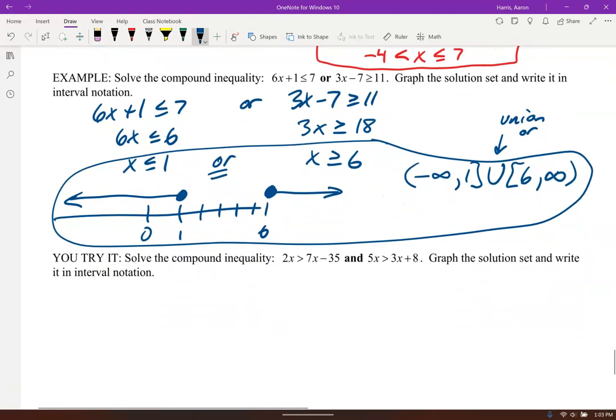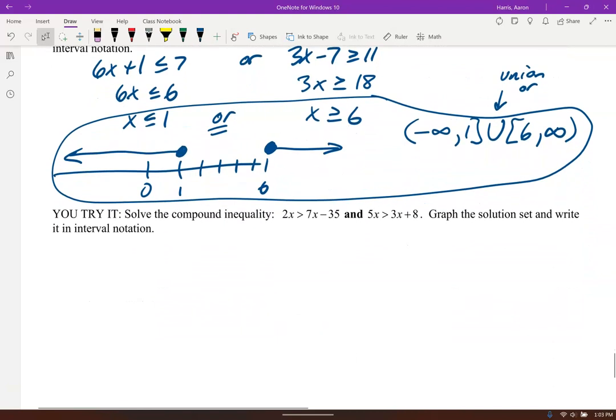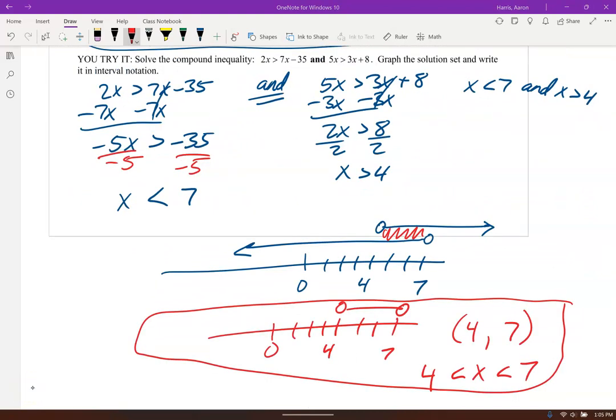All right, for these next ones, go ahead and try those. Go ahead and check your work on that. The 'and' scenario, meaning both have to be true. That would be great. x is less than 7 and x is greater than 4, with our graph down here.